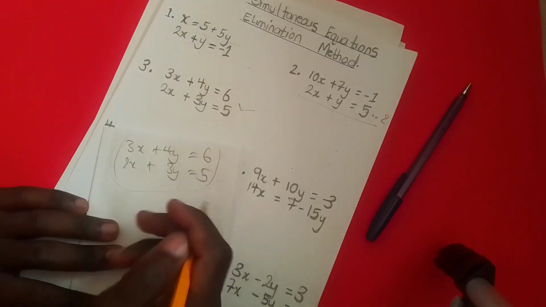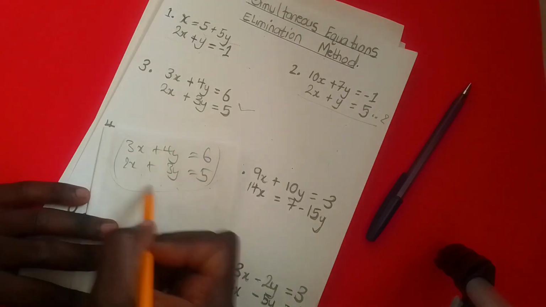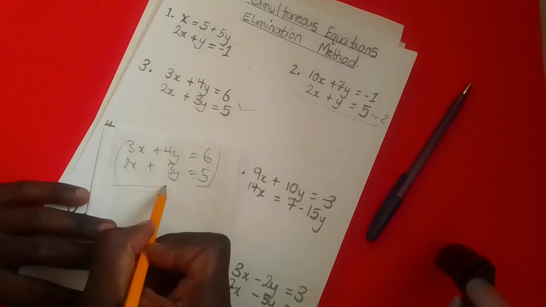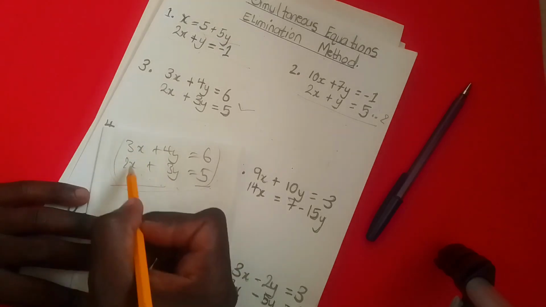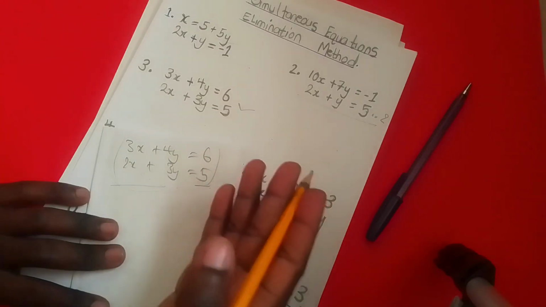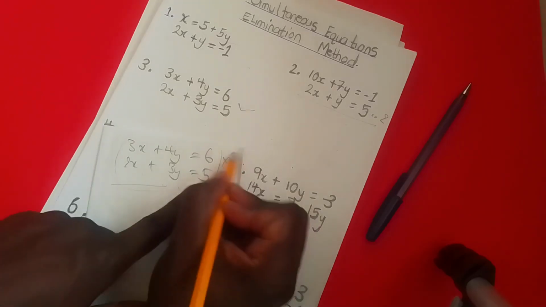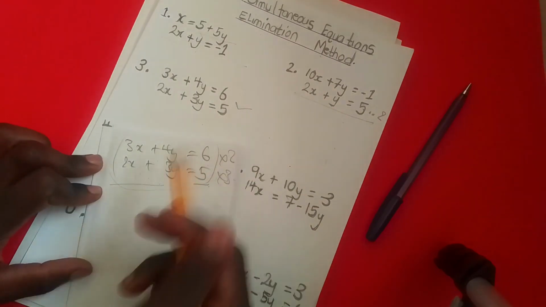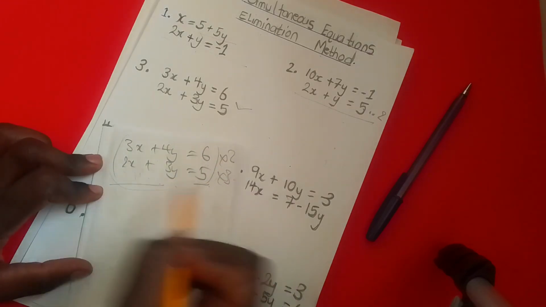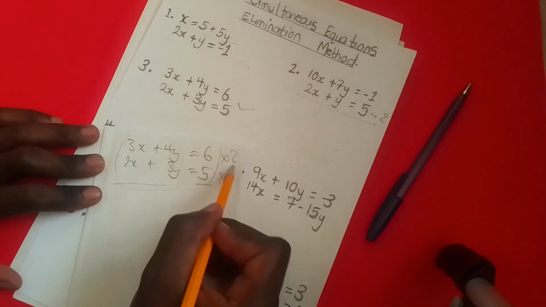For us to be able to eliminate, we need to find the coefficients of x. Because the right side and the left side of the equations are arranged the same way, the easiest thing is to switch the coefficients: 3 times 2 is 6x, and 2 times 3 is 6x. The coefficients will be the same, but you have to multiply each and every term in the equation by this coefficient.